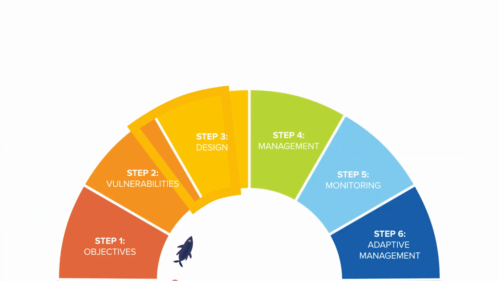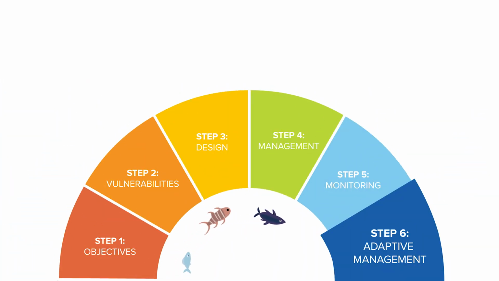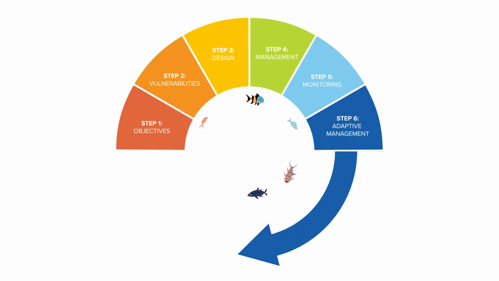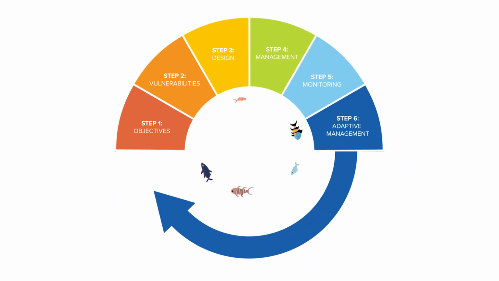Step 6. Adaptive management. After monitoring is complete, managers should iterate through this framework regularly to adapt management strategies based on observed changes and social responses.